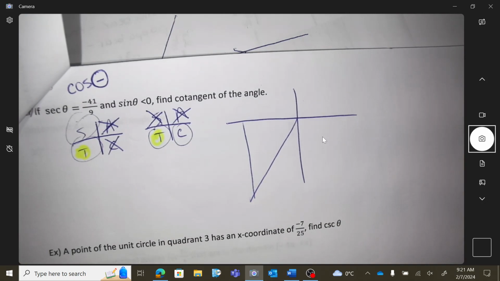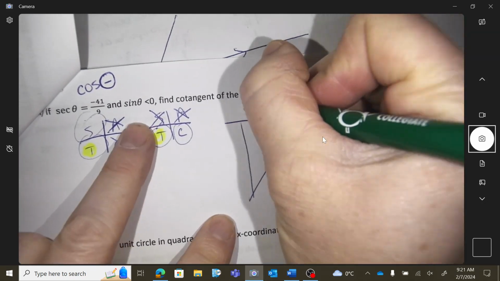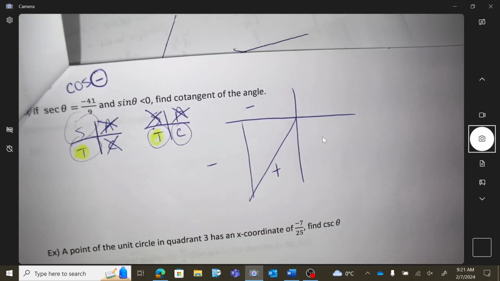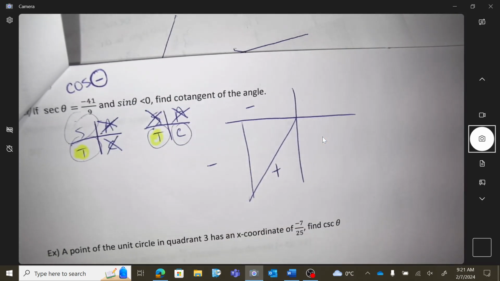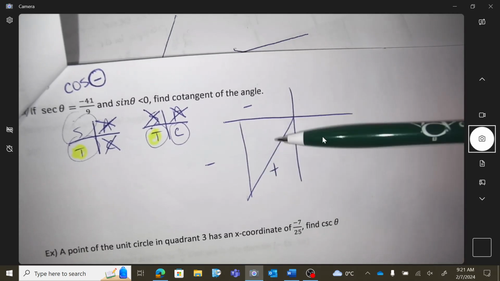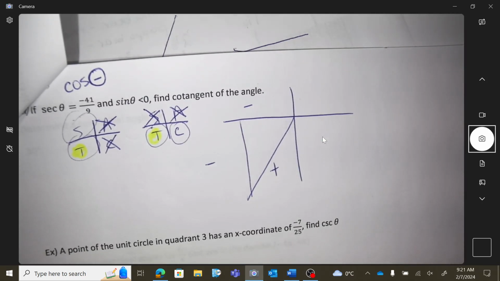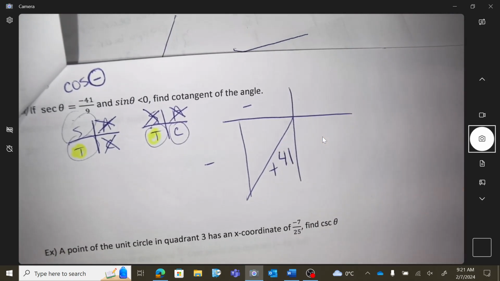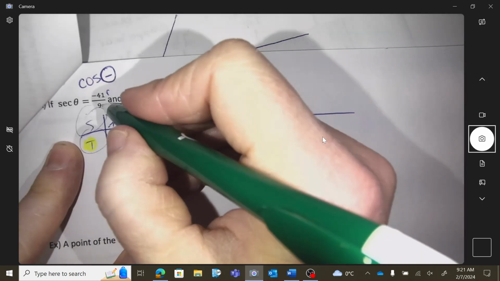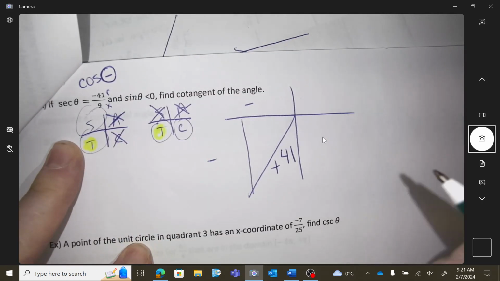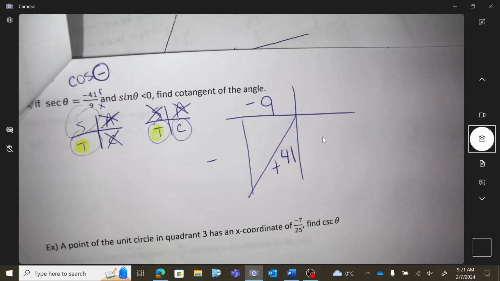You know what I can do? I can write myself positive, negative, negative right now because I know that about that triangle, right? If you want to do that right away so you don't forget. And which letter is the 41? Which letter is the 9? So where are you going to put the 41 and the 9? The 41 would be an R value. And then the 9 would be on the X side.